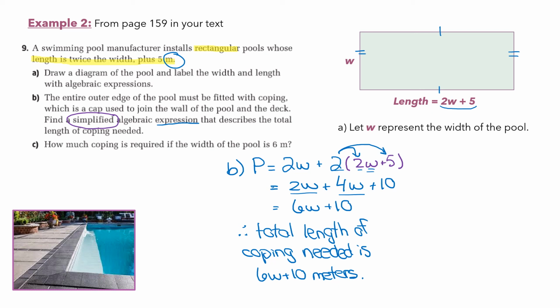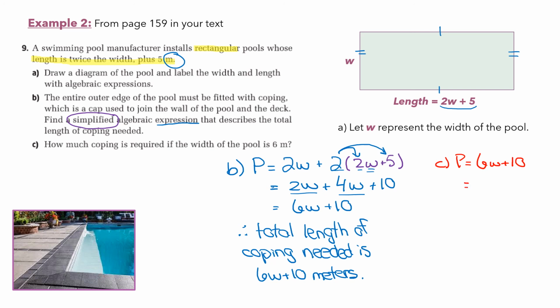Now part C says how much coping is required if the width of the pool is 6 meters. Now we have a number to sub in. So we have, this is our coping, total length of coping needed, and we know if the width is 6, so I'm just going to substitute a 6 in there. Part C, I'll start with my simplified expression of 6W plus 10. That's the perimeter. That's the coping is the perimeter. So I'm going to substitute.